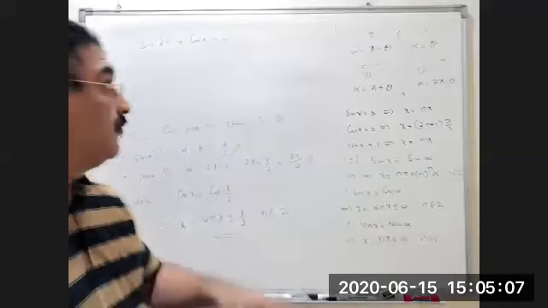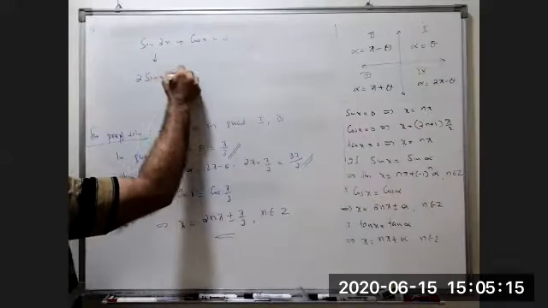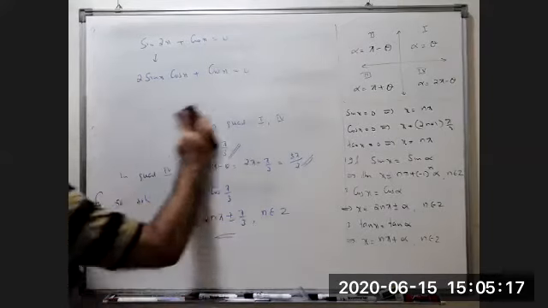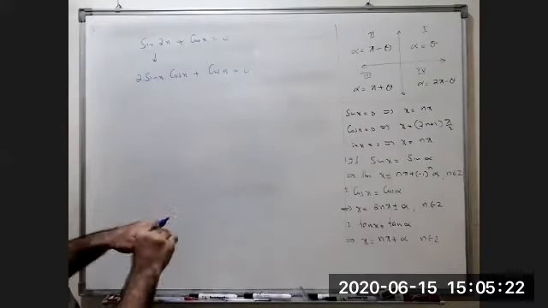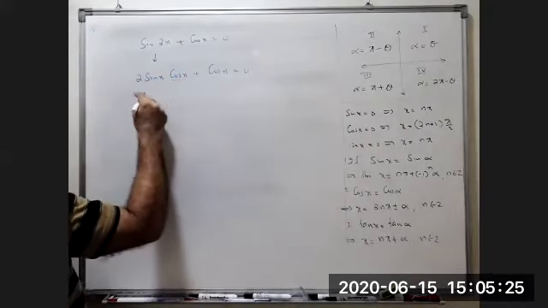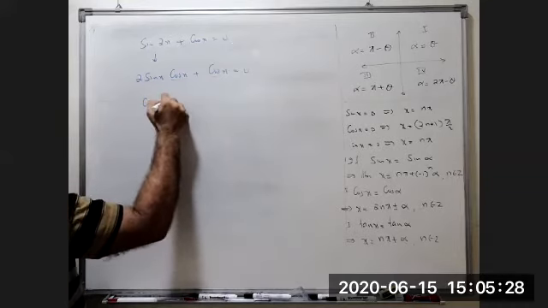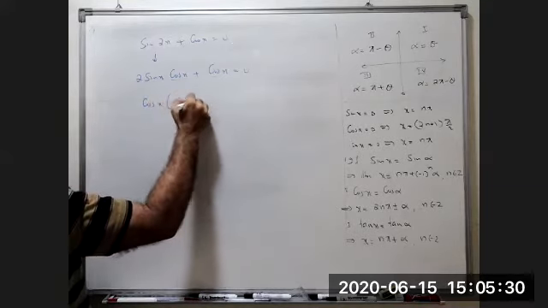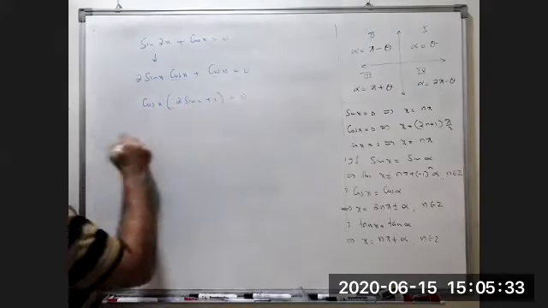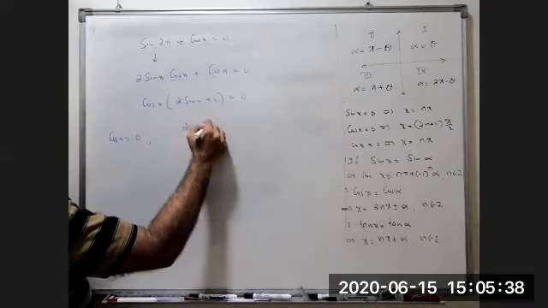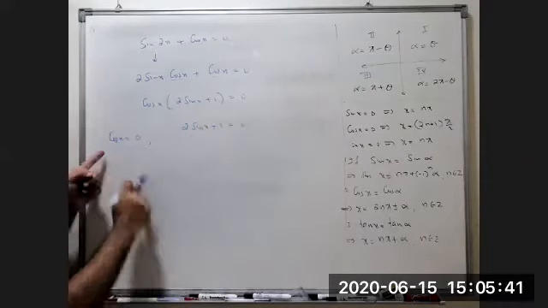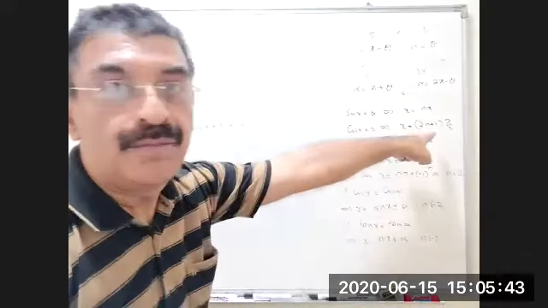Sin 2x can be rewritten as 2 sin x cos x plus cos x is 0. Is it? Sin 2x is 2 sin x cos x. Now we can take cos x common. If we take cos x common, cos x into (2 sin x plus 1) is 0. This means cos x is 0, or 2 sin x plus 1 is 0. Cos x is 0, x is (2n plus 1) pi by 2.